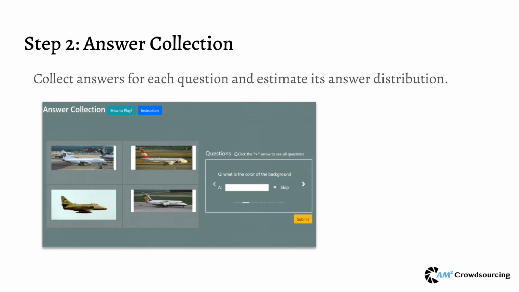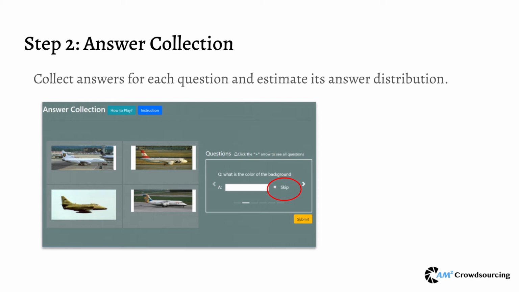Workers are expected to answer all questions from step 1 based on different samples of images shown on the left side of the screen. We provide a skip feature allowing workers to skip a question if they find it does not apply to the majority of these 4 images.